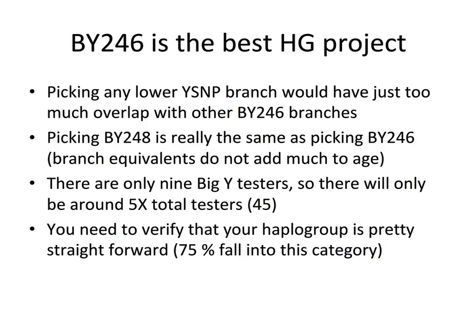And picking BY248 is really about the same thing as picking BY246, because the branch equivalents don't really add much to the age, and there's only one real SNP below BY246. There are only 9 Big Y testers, so if you say there's one tester for every 5 Big Y testers, that'd be 45. That's really close to an ideal range of 50 to 100.